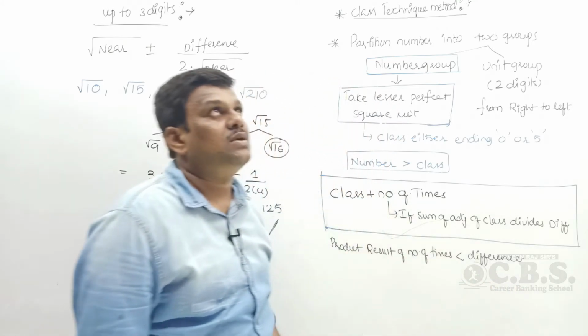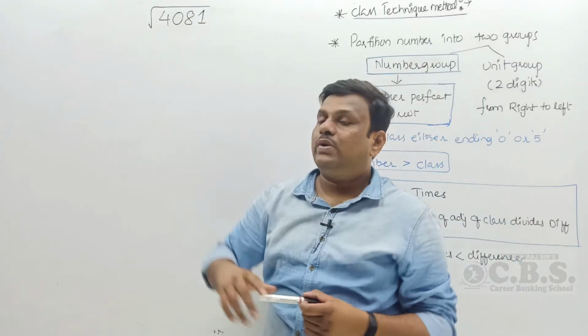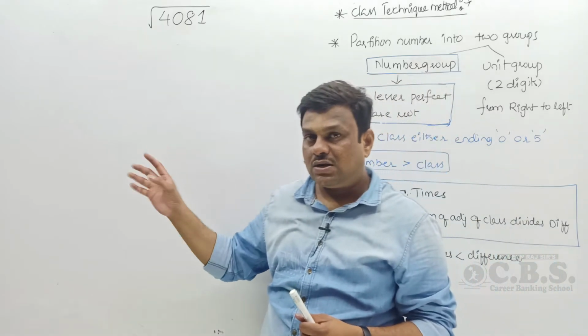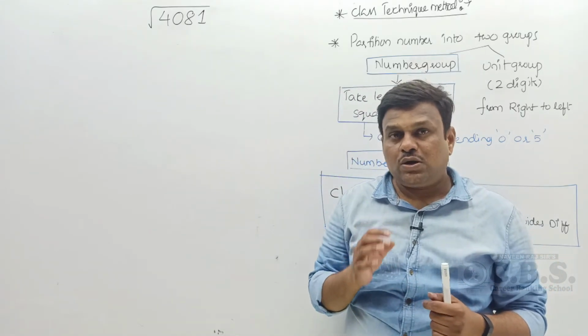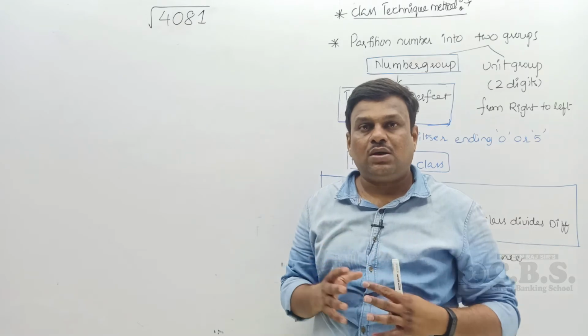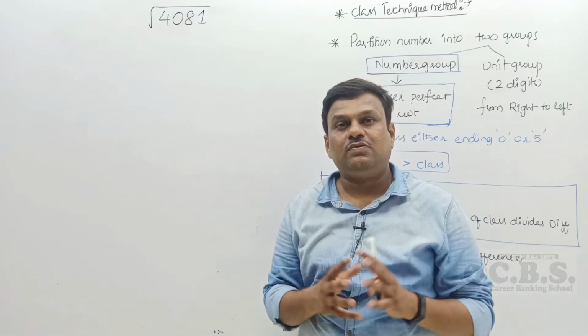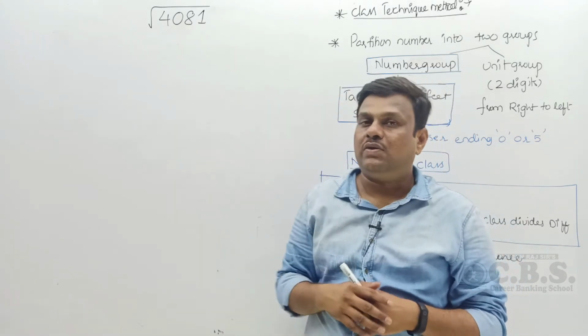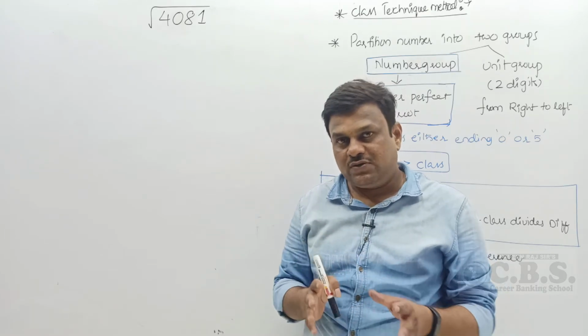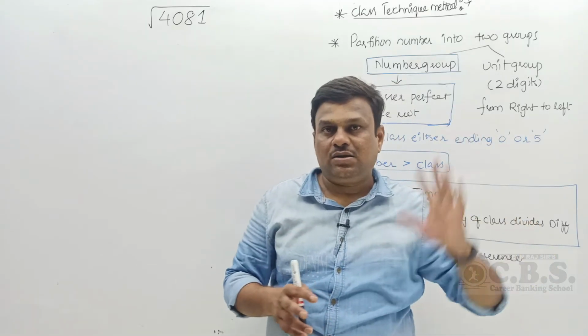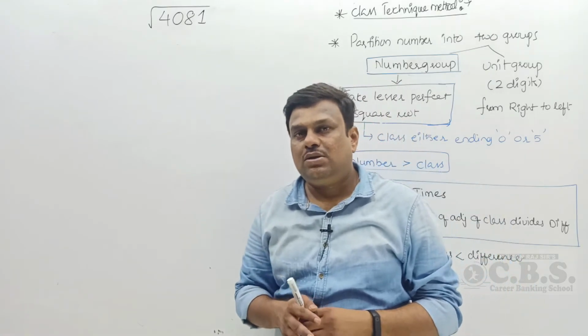Okay, let's take an example. Next, what is the square root of 4081? 4081 is not a perfect square. So if you want to use the first technique, it is very hard to calculate the nearest perfect square root of 4081. That's why you had better avoid the first concept. You can go for the class technique method. So in the class technique method, how do we answer this one?